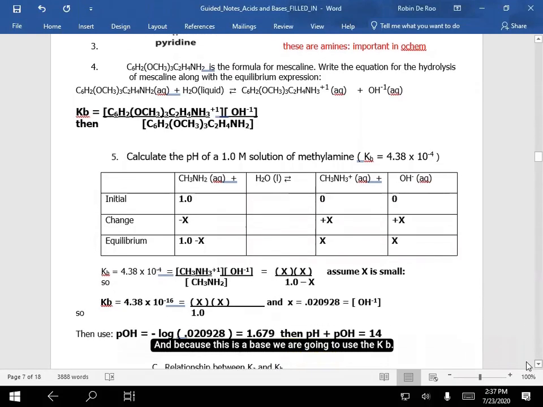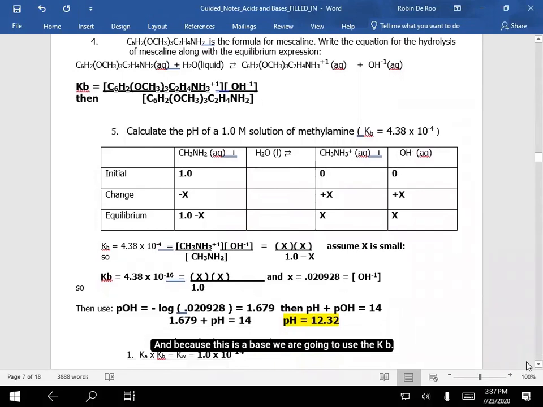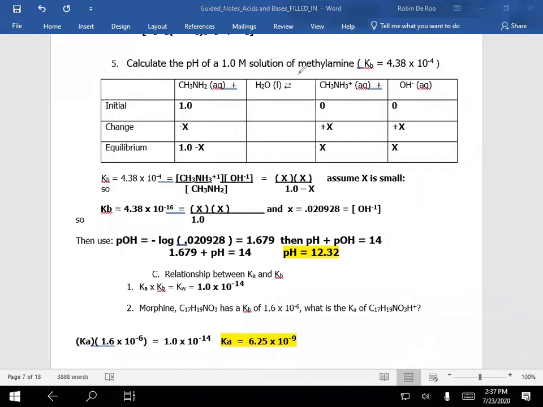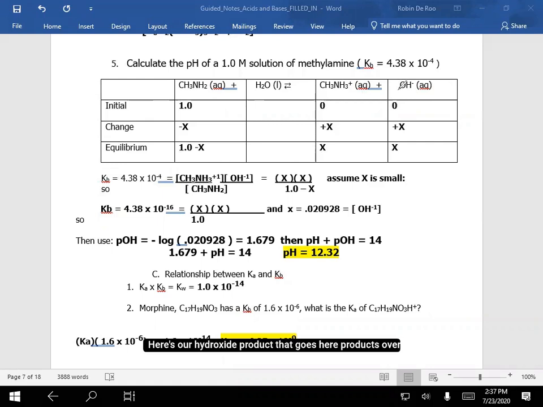Now we just have to set up our expression, and because this is a base, we are going to use the Kb. So it's really important that you label this as the Kb, put in the value for the Kb, and then our products. So here's our product, goes here. Here's our hydroxide product that goes here. Products over reactant. Here's our methylamine that goes here. And then remember, water is a liquid, and liquids do not show up in the expression.